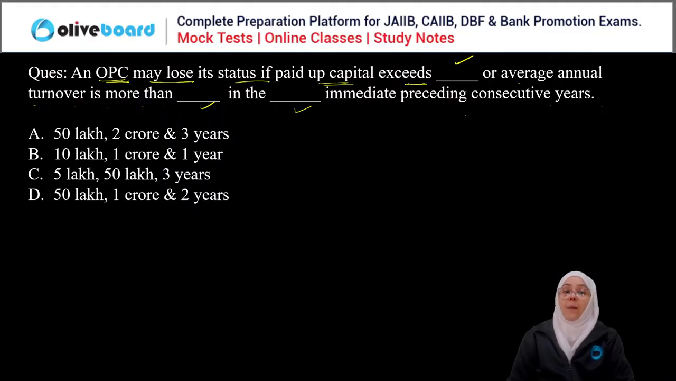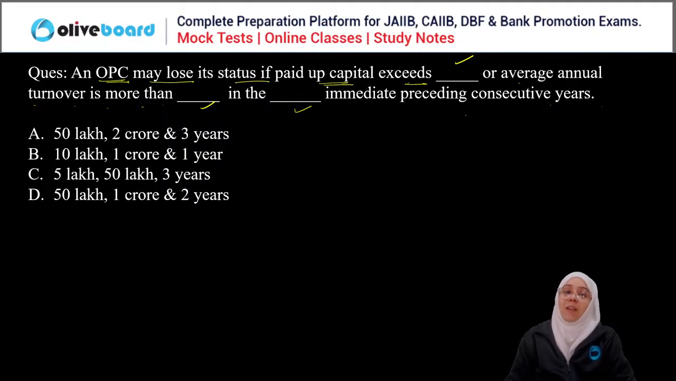A one person company may lose its status if the paid up capital exceeds what? Or average annual turnover is more than what? In the dash immediate preceding consecutive years. So we have to answer this question, everyone.